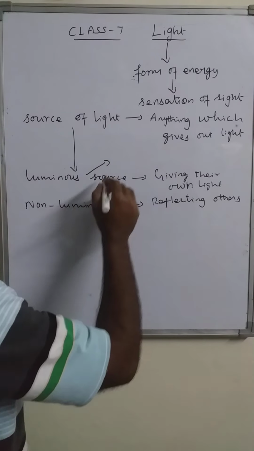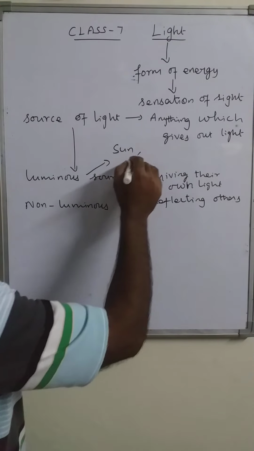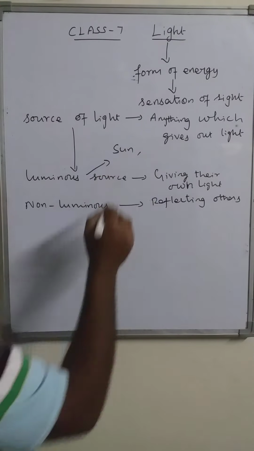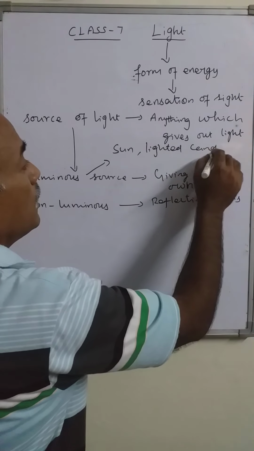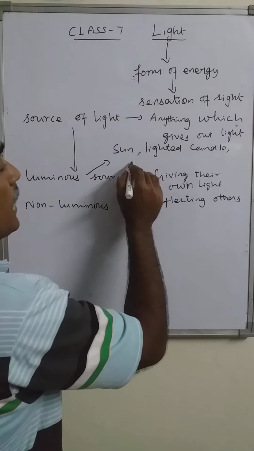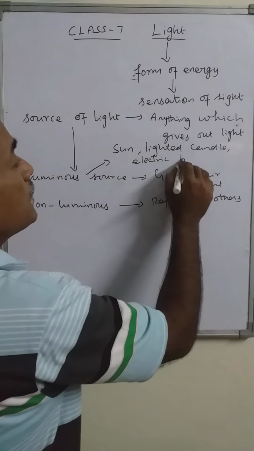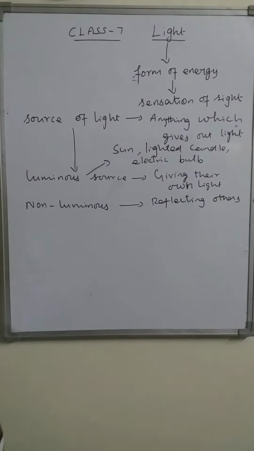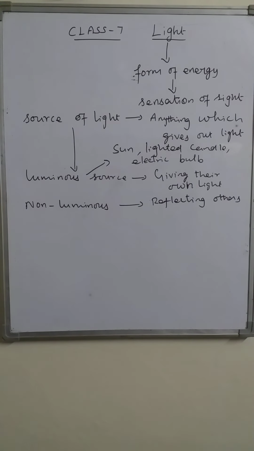For luminous sources, we have some examples. The sun is the best example of a luminous source, then a lighted candle, then a lighted electric bulb. These are some examples of luminous sources. On their own, they are giving their light.